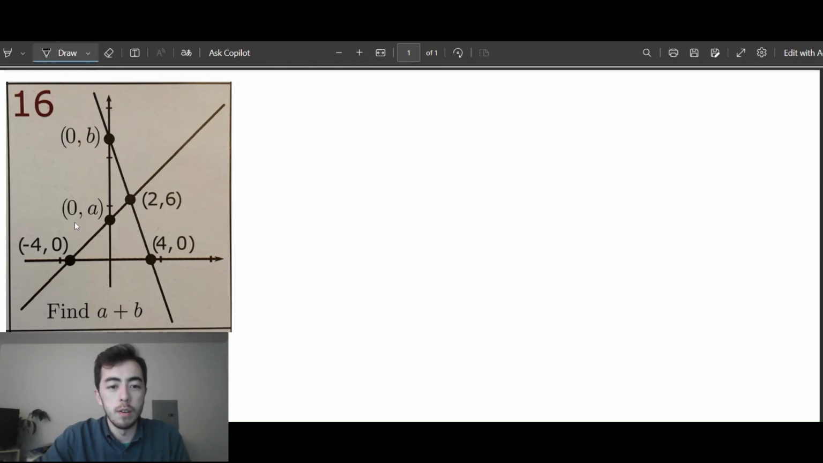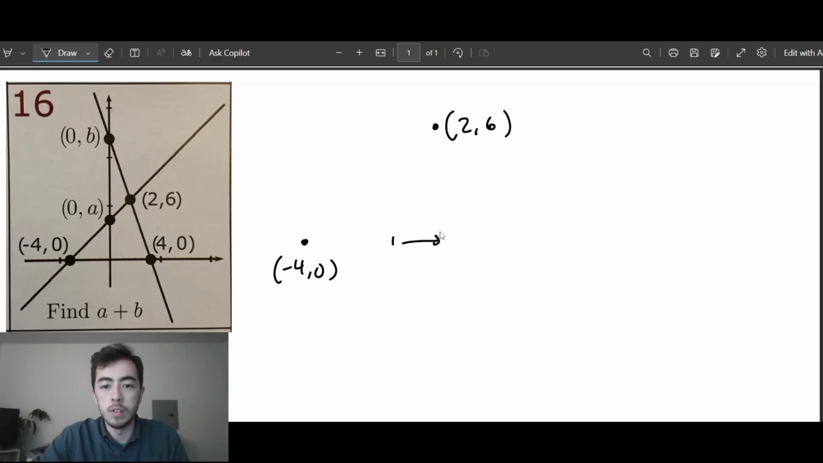Let's just figure something out here. We have a point at -4, 0. That's 4 units left from the origin. And then we have another point up here at 2, 6. And so that's 2 units to the right and 6 units up.